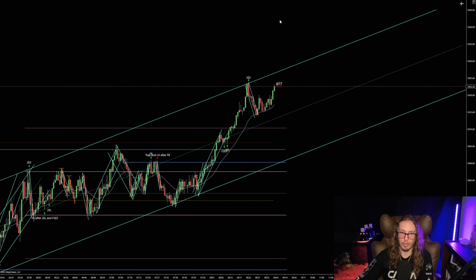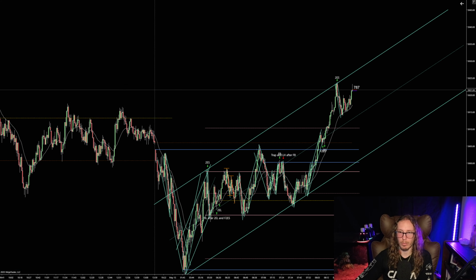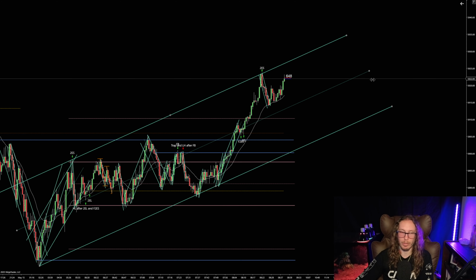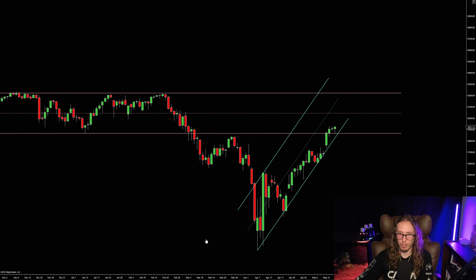If we just start shooting up here, then that's going to be a little bit exhausted. But if you do look at this, this is basically a perfect trend. It's basically a 45-degree angle. It's exactly what you want for a bullish trend. If we look at the daily chart, this is what you want to see.